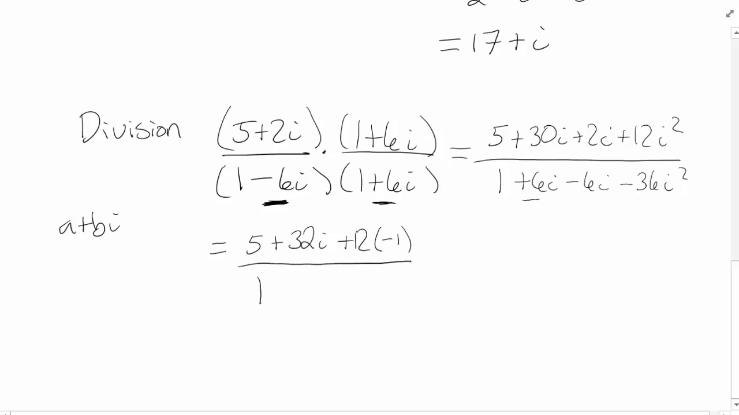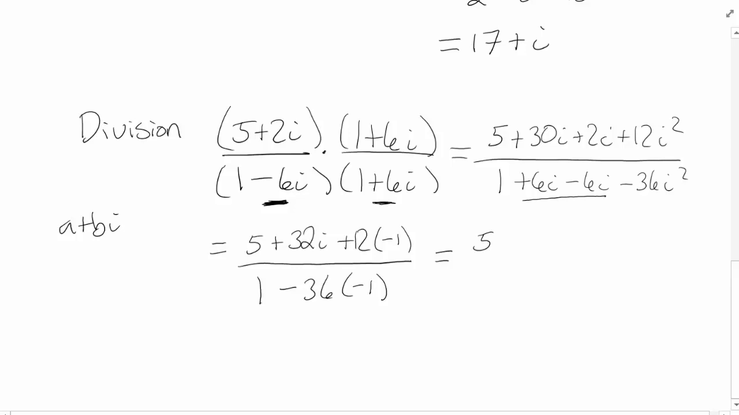And in the denominator, you have a 1. And then check this out. The plus 6i and the minus 6i go away. They cancel each other out to 0i. And I have minus 36, and i squared is -1. So you can see I've gotten rid of the i down in the denominator, which is the whole reason we multiplied by the complex conjugate of the denominator.